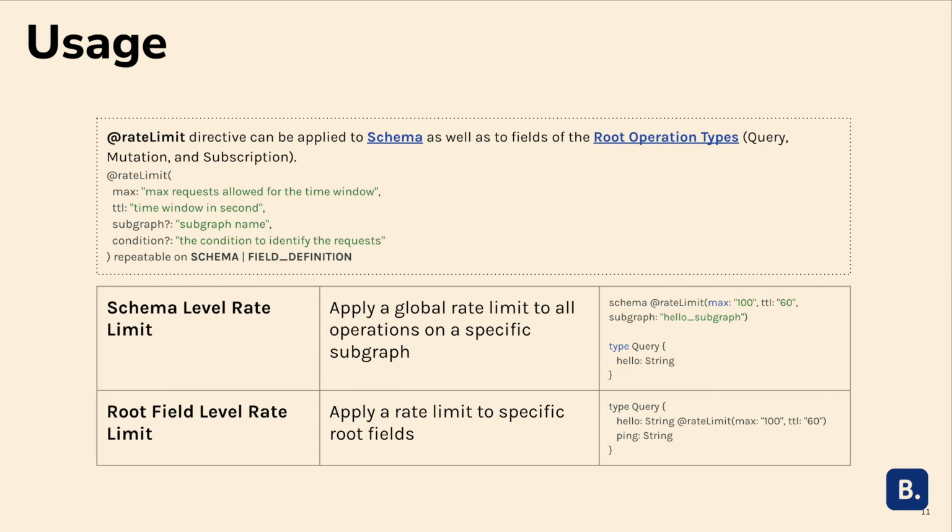For now we support two levels of rate limiting, as I mentioned: the schema level and the root field level. The subgraph owner can apply different levels to have different traffic control strategies.